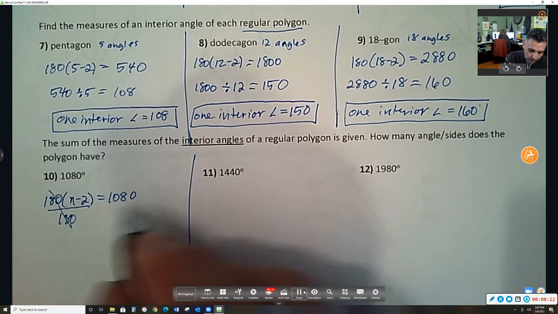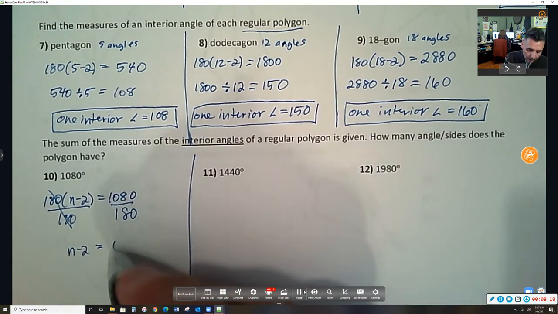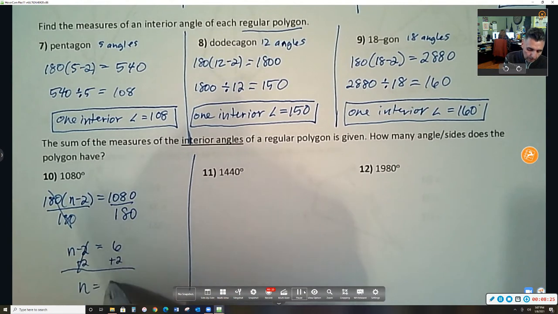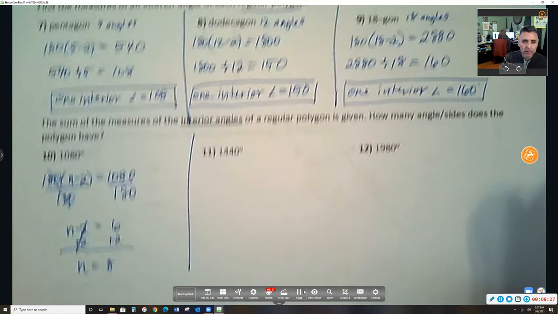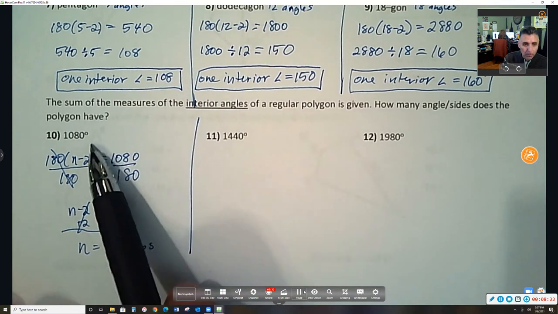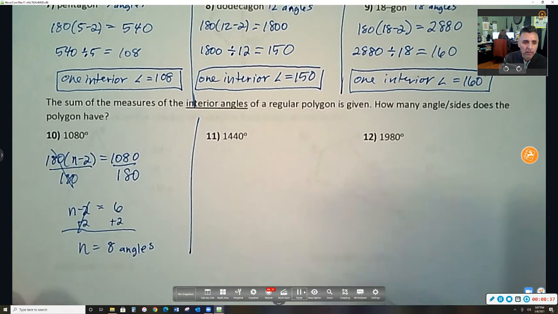So the first thing we do is divide both sides by 180, and when you do, on the left hand side you're left with n minus 2. On the right hand side you have 6, and then finally to get n by itself you add 2 to both sides, and then you have n equals 8. So I know there are 8 angles in a polygon that has the sum of the interior angle measures 1080.